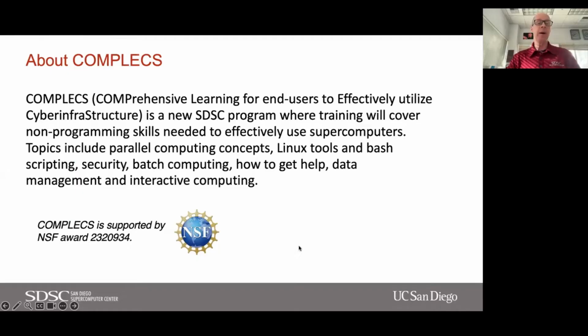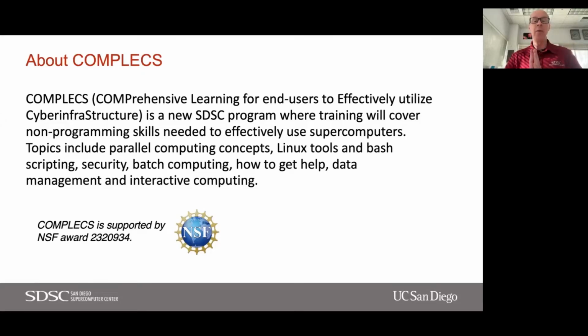All right, so just a little bit about Complex. This is a new program started late last year, funded by the National Science Foundation. The idea behind Complex, or comprehensive learning for end users to effectively utilize cyber infrastructure, is that we want to cover the training that non-programmers will need in order to effectively use supercomputers. We know that over the years, more and more of our user base is somebody who's using somebody else's application. But there's still a lot that you need to know about parallel computing.